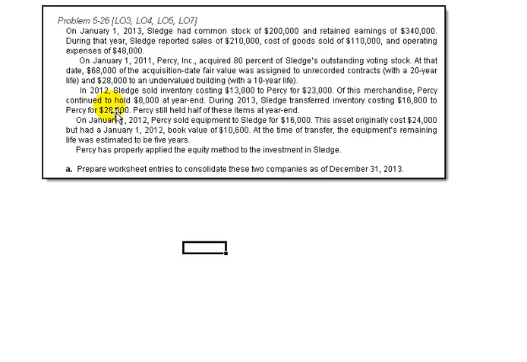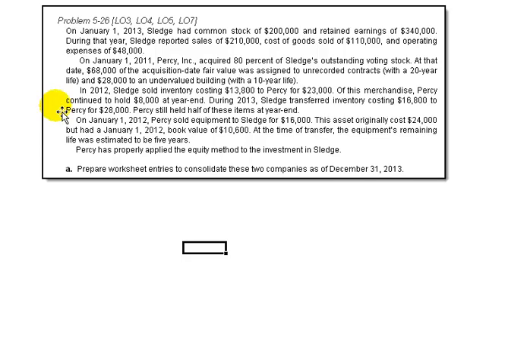Then the next paragraph reads, in 2012, Sledge sold inventory costing $13,800 to Percy for $23,000. And of this merchandise, Percy continued to hold $8,000 at year-end. During 2013, Sledge transferred inventory costing $16,800 to Percy for $28,000, and Percy still held half of these items at year-end.